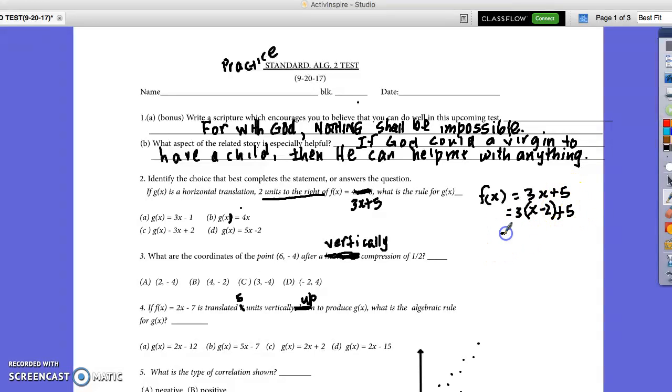And we work this part out by the distributive property. This becomes 3x minus, positive 3 times negative 2 would be negative 6, plus 5. These would go together. So we have equals 3x. Negative 6 plus 5 would be negative 1. So this would be the g of x we seek.